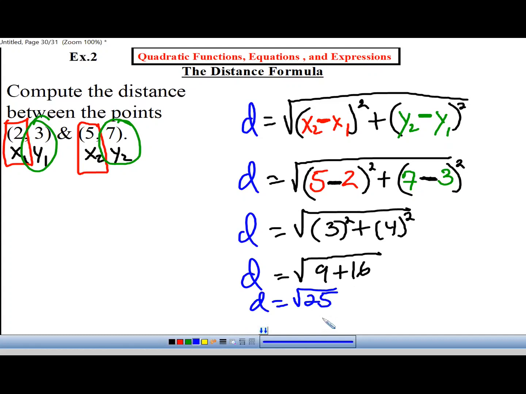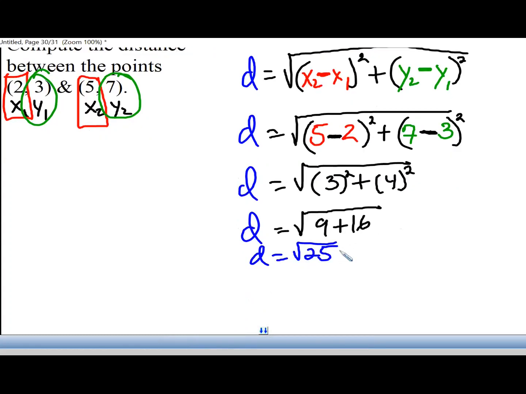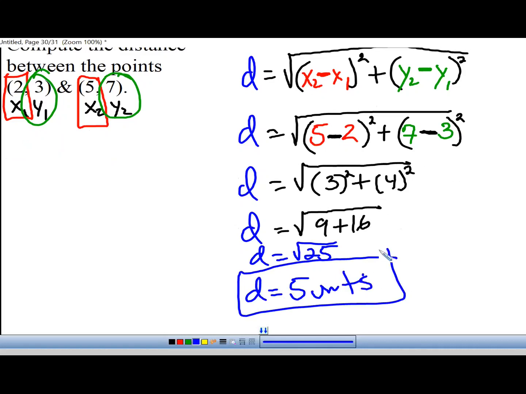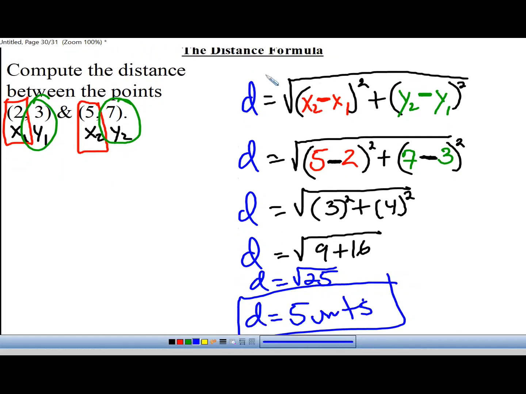How do we get rid of that radical? Square root of 25 is 5 units. You're like, it looks kind of like what we did with the Pythagorean theorem. Yes, if you think about it, technically it is the Pythagorean theorem, except on this side we don't have a squared or square root. The square root is only on the other side.